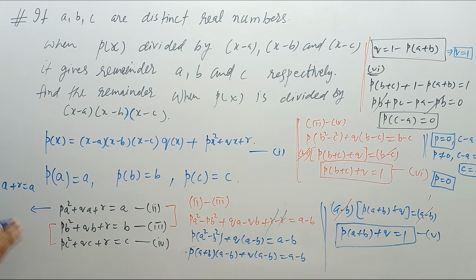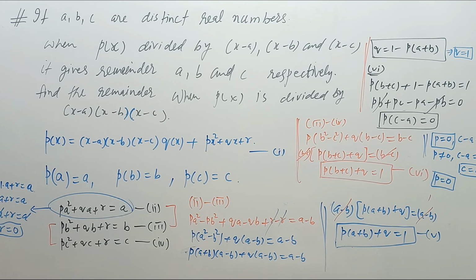So see, what I'm doing is I'm just substituting the value of p, which is 0. So 0 times a square, and the value of q is 1 times a, plus r is equal to a in this equation. So 0 times something is 0, and 1 times a is a, plus r is equal to a. So a plus r is equal to a means r is equal to what? a got cancelled. So when you are transposing to the right, that will give us r is equal to 0.